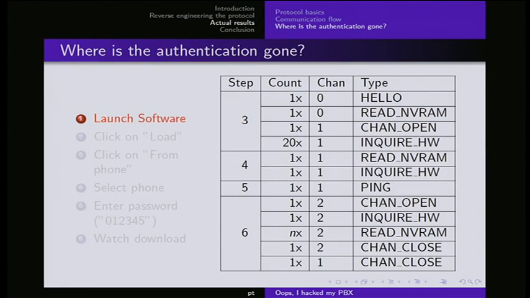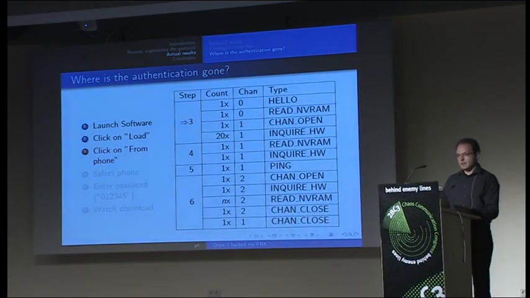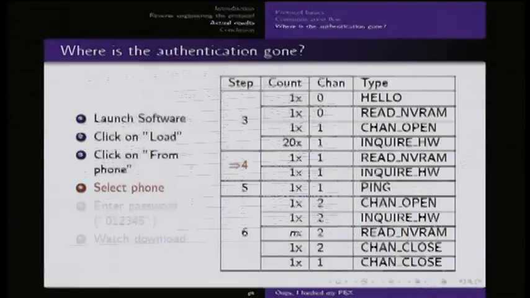So when you launch the software itself, nothing happens on the Ethernet towards the PBX. When you click on load, still nothing happens. When you click on from phone, there is a hello packet to the PBX, there is a read NVRAM packet, there is a channel open, there is an inquire hardware, a lot of inquire hardware packets that explore which devices are present in the PBX. Afterwards, the software will display a menu where you can select the phone from. When you click on the phone you want to edit, there is an inquire hardware packet, a read NVRAM packet, and an inquire hardware packet.